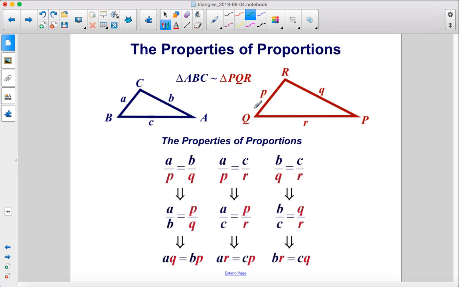So if we have these two similar triangles, the properties of proportions give us A over P equals B over Q, like that. So this side over this side equals this side over this side. Here we have A over P, so this side over this side equals C over R, or this side over this side. And here we have B over Q equals C over R. And you can cross multiply them. There are different ways to write all of these out.